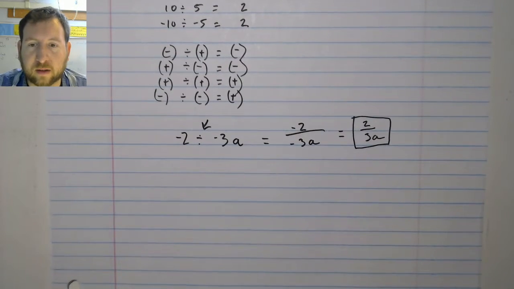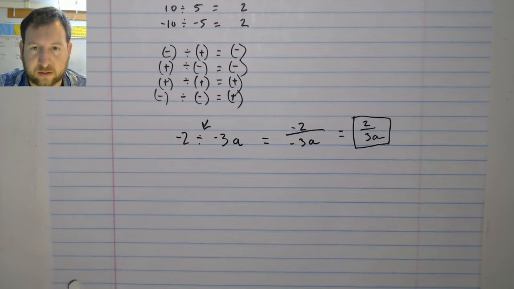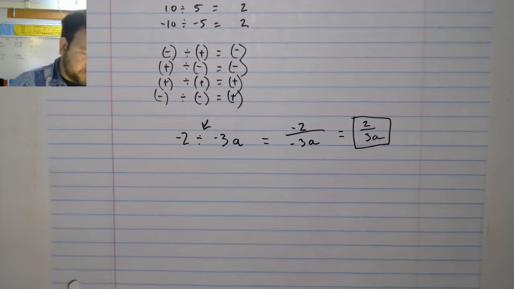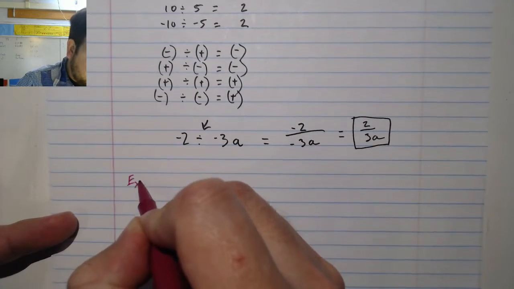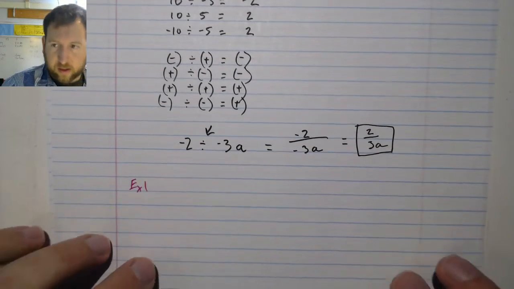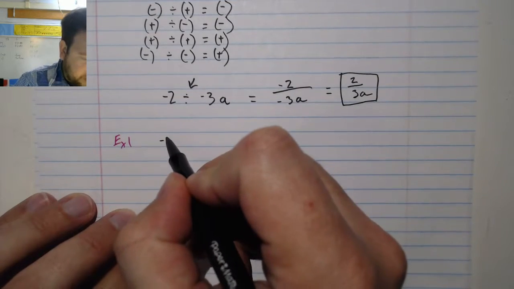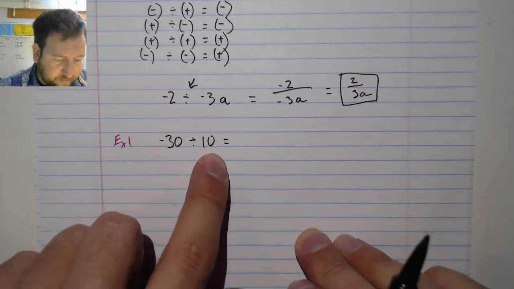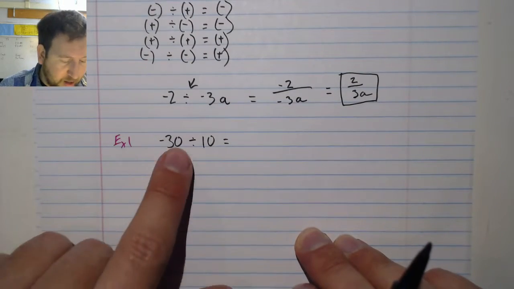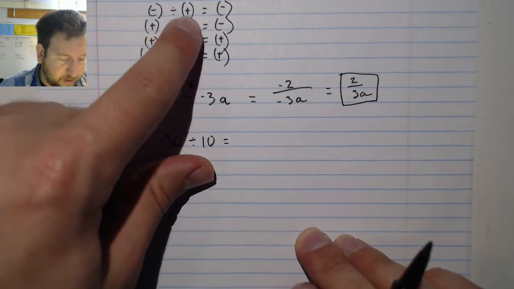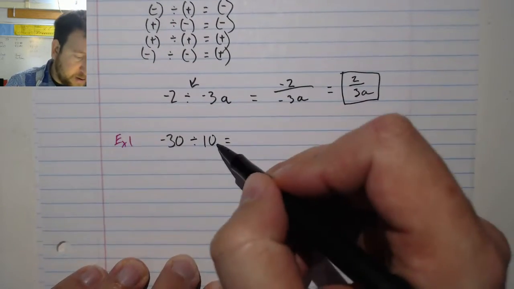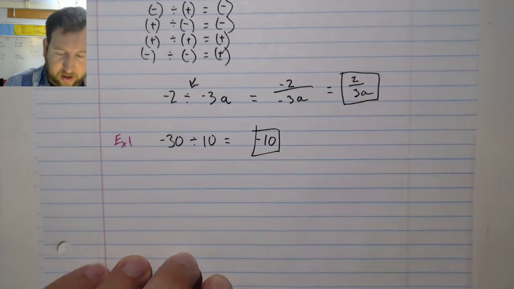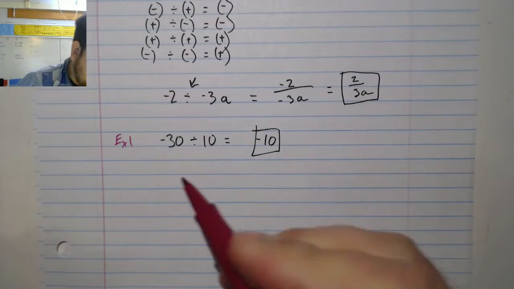Okay, let's take a look at a couple more examples. Example 1, I'm going to say I have negative 30 divided by 10. And I can see that this fits very well with my rules up here. I have a negative divided by a positive, which would end up as a negative. There are 3 sets of 10 in 30, so I end up with negative 10 for my answer.